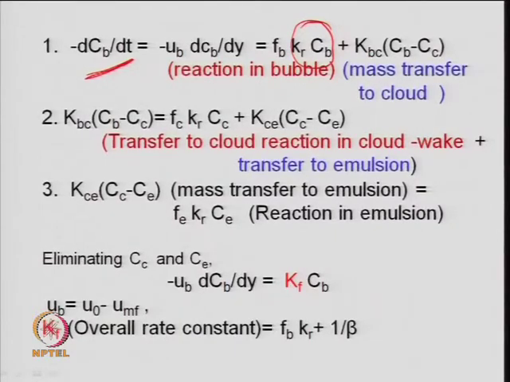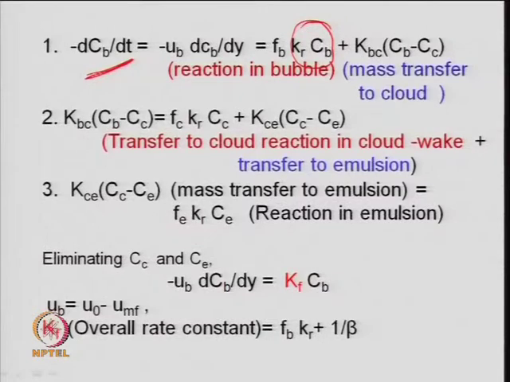So, this is your overall cross flow coefficient, a kind of cross flow coefficient between bubble and cloud. One can determine it experimentally or based on the hydrodynamic study, because it will depend on the diameter of the bubble, velocity, and many other parameters. So, KBC times the concentration of gas A in the bubble phase minus the concentration of gas A in the cloud phase. So, this is your mass transfer to cloud.